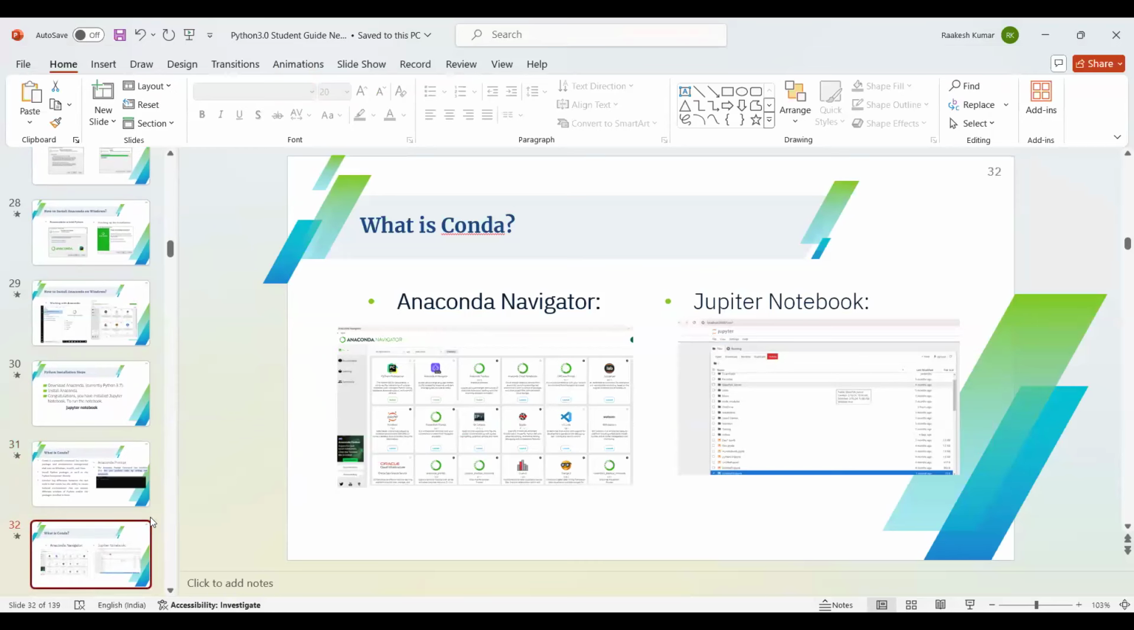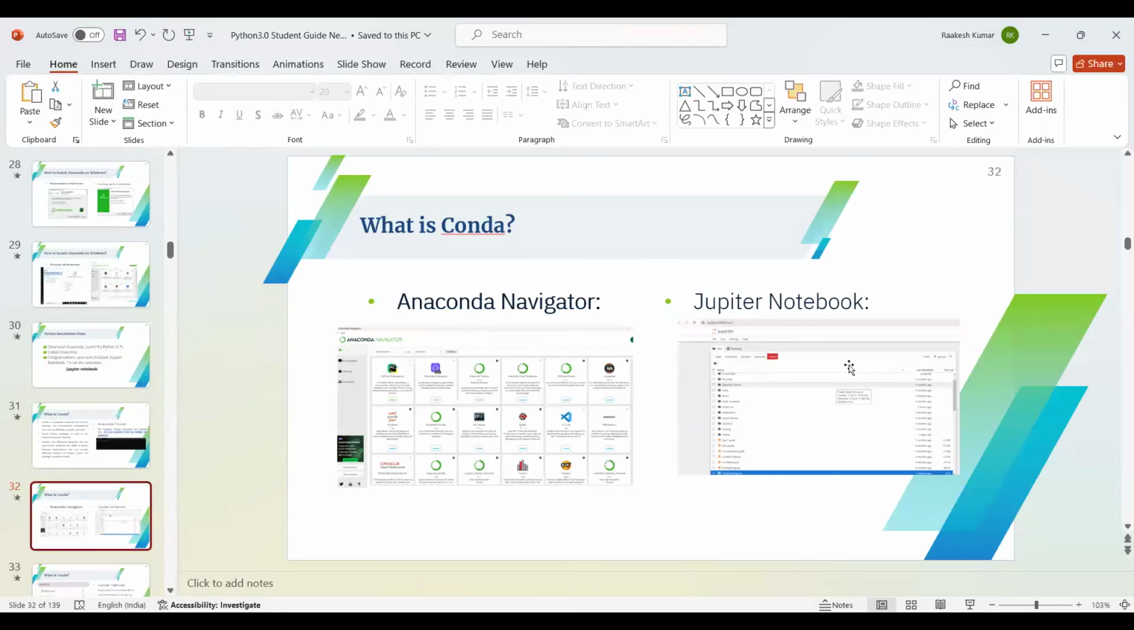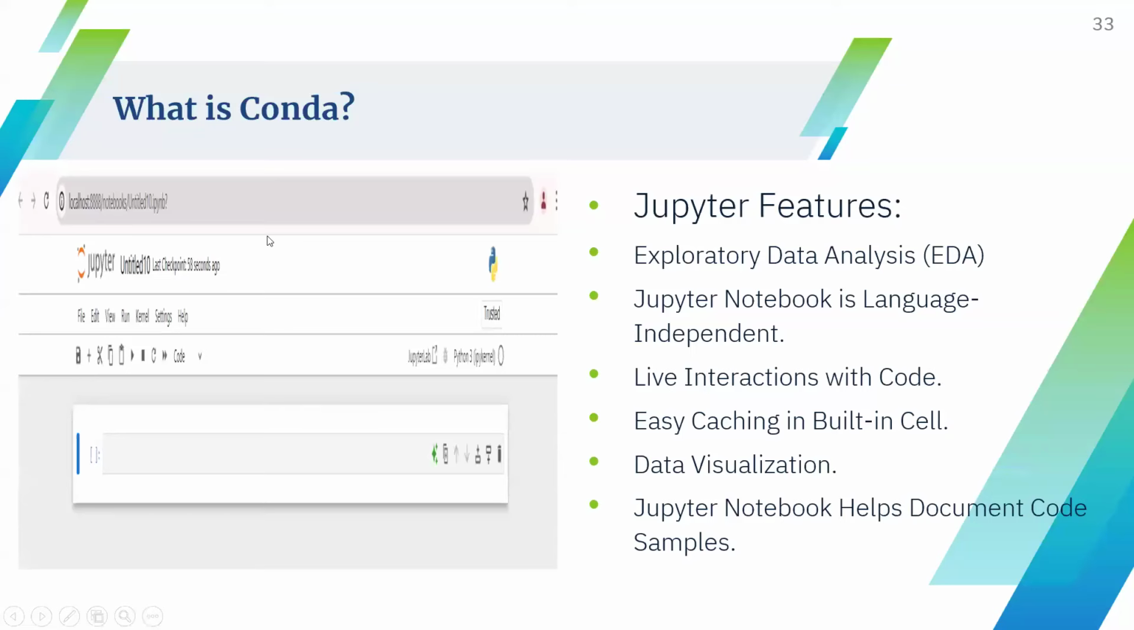What you can do is install it, like Anaconda here. Just now I showed you Jupyter Notebook, and how to use it. What are the features of Jupyter? I can use it for exploratory data analysis. Jupyter Notebook is language independent. It has live interaction with the code, easy caching, built-in data visualization, and you get help as well, with documentation and code samples. That is the feature set of Jupyter.